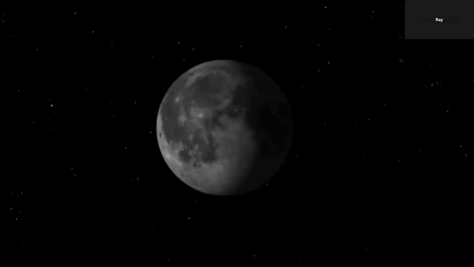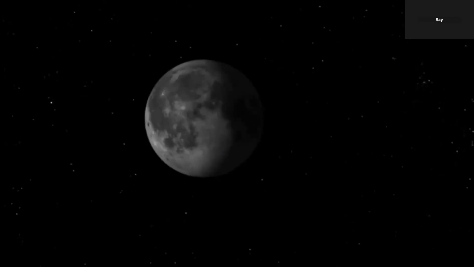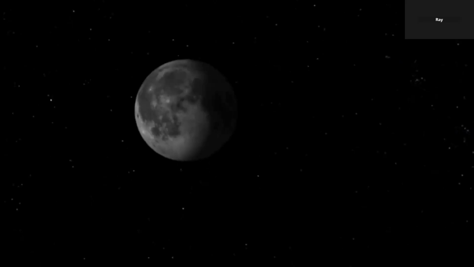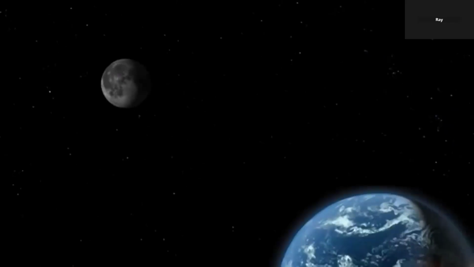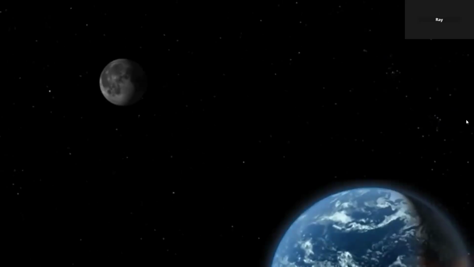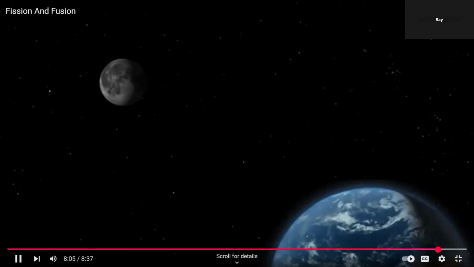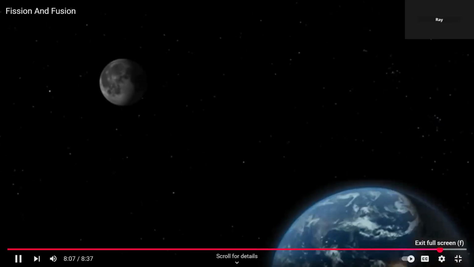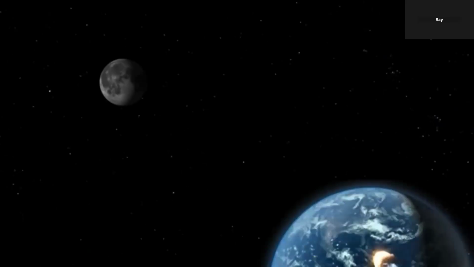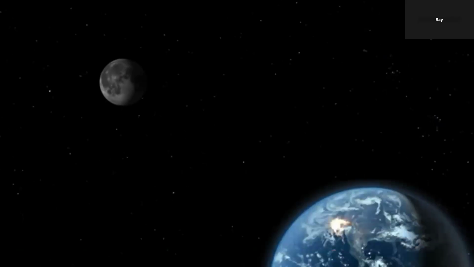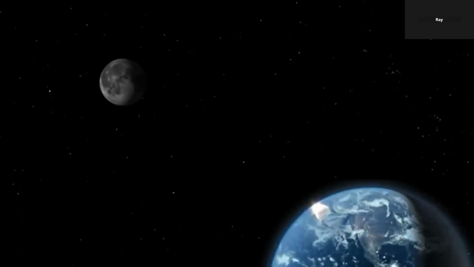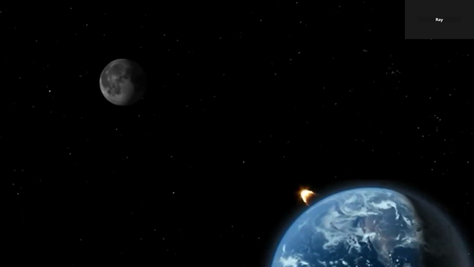Well, there's an estimated 1 million tons of easily mined helium-3 on the moon's surface. It would only take 25 tons to satisfy all the energy needs of the United States for an entire year. And 25 tons also happens to be the maximum payload of the space shuttle. And now you know why we're going back to the moon.